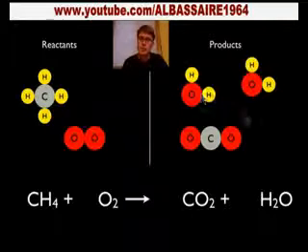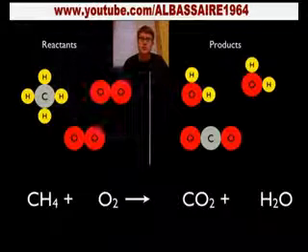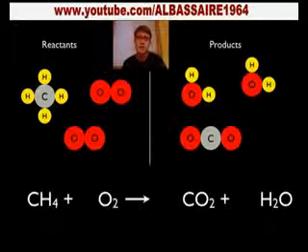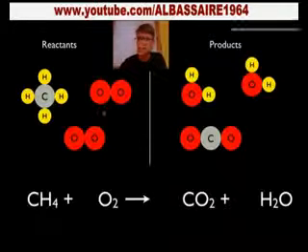But I've got 4 reds on the right, and I only have 2. And so I have to add that as a whole molecule. So if I add 1 more molecule of oxygen, now we have a balanced equation. So how do we write that out?